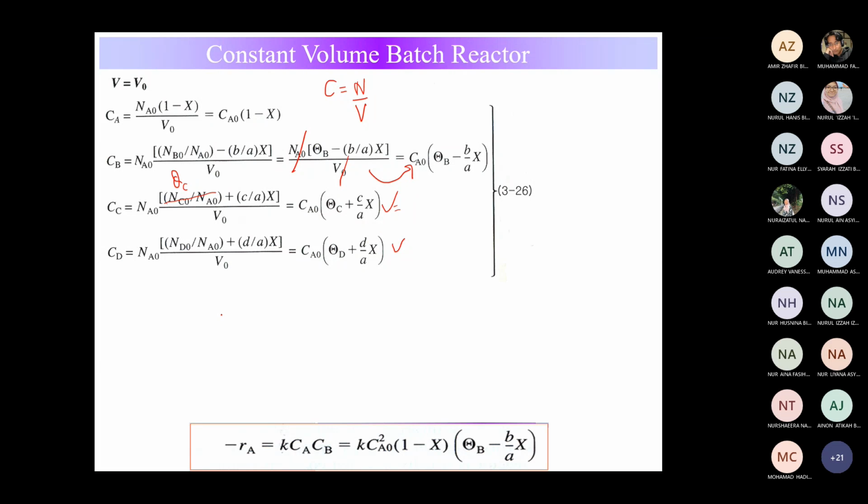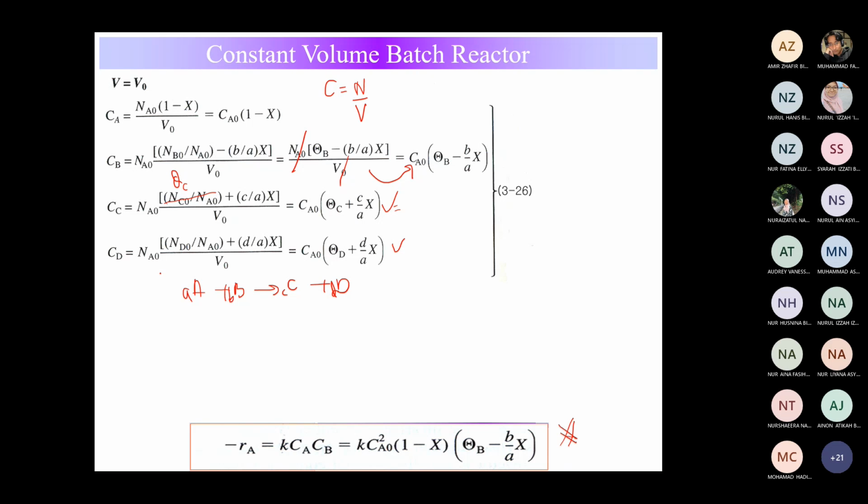Alright, so let's say we have CA to CB. Okay, reaction of A plus B equals to C plus D. Okay, this is A, B, C, D. Okay, try now. I give you 3 minutes. Okay, follow what is above, how at the end you will get this one.